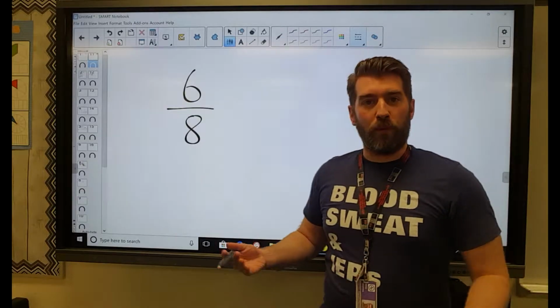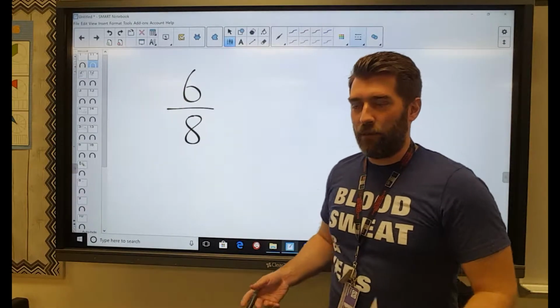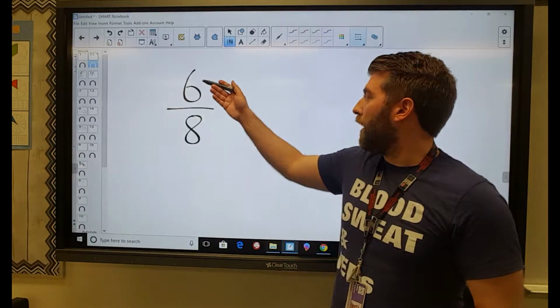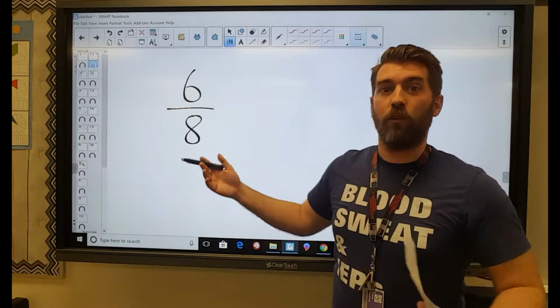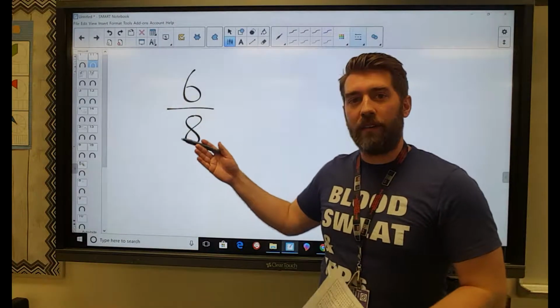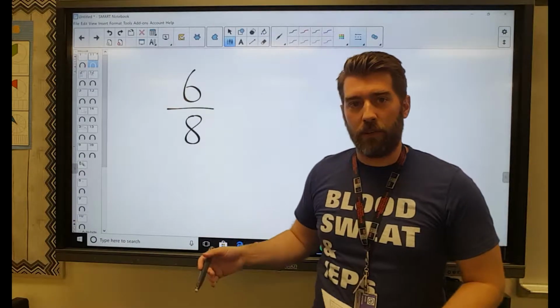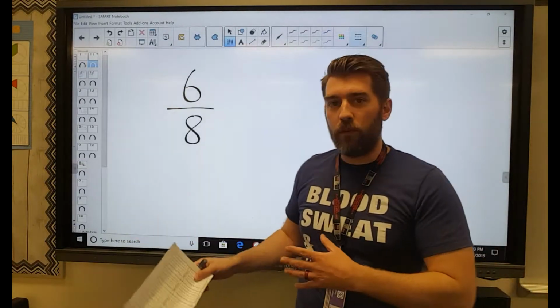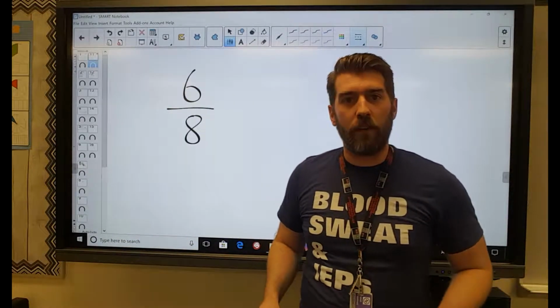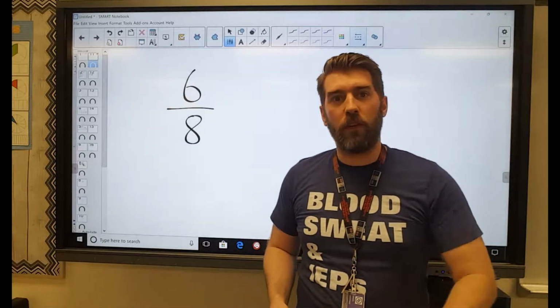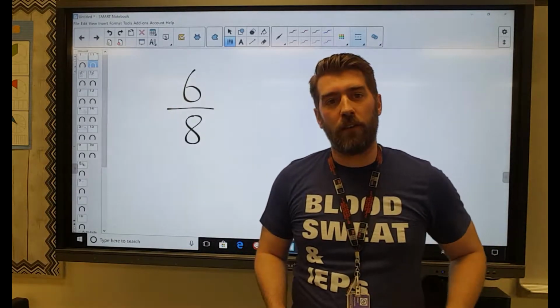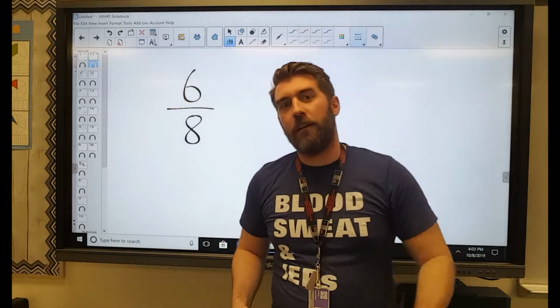So let's say you perform some kind of operation, multiplying, adding, whatever, with fractions, and you got this answer 6/8. Great. But the problem is you're not done because 6/8 can be reduced. Now, if you don't have your times tables memorized, there's a couple tricks and shortcuts we can use, using our multiplication chart and using our calculator.